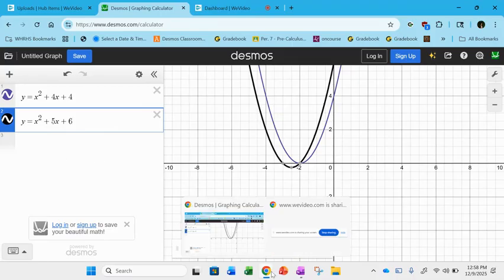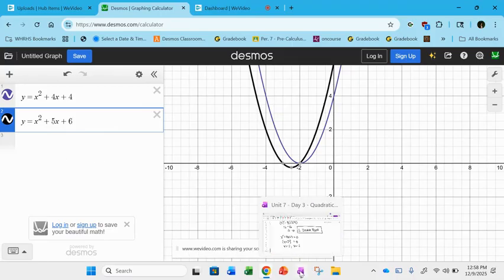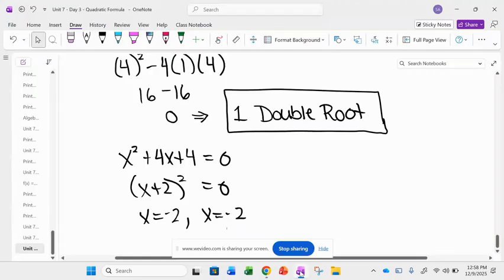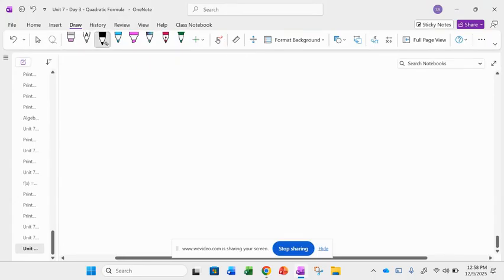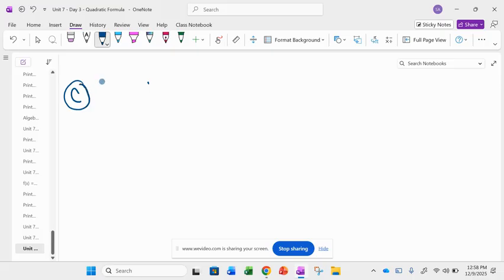So now we talked about when the discriminant is greater than 0. We talked about when the discriminant is equal to 0. What do you think we're going to talk about now? Less than 0. So our last scenario is going to be when the b squared minus 4ac is less than 0. We're going to have two imaginary roots.